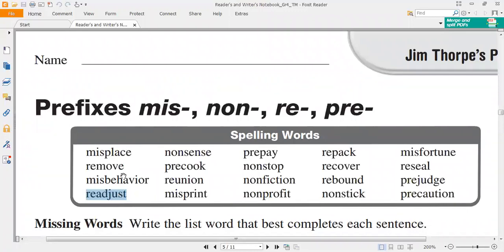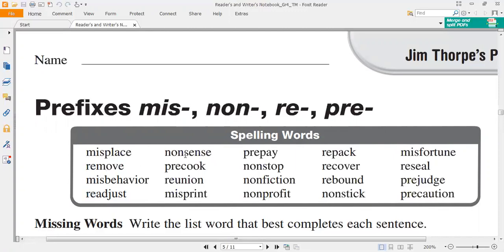Yes, this is the first column. By the way, we have finished the first column. Before starting the second one, let's repeat this one again together. Misplace, remove, misbehavior, readjust. The four words here, I want you to focus on each one of them and try to extract the prefix in each word. So the first one here, we've got mis. The second one, we have got re. The third one, we have mis. The last one, we have re. Those are the prefixes in the first column.